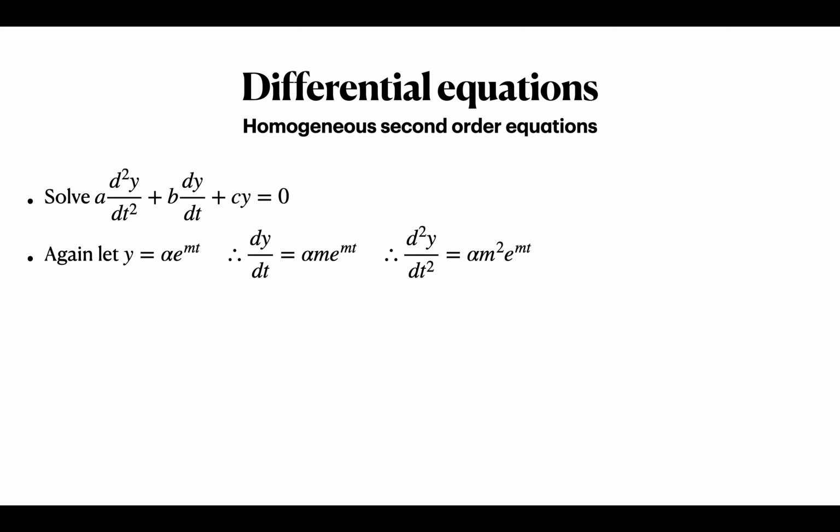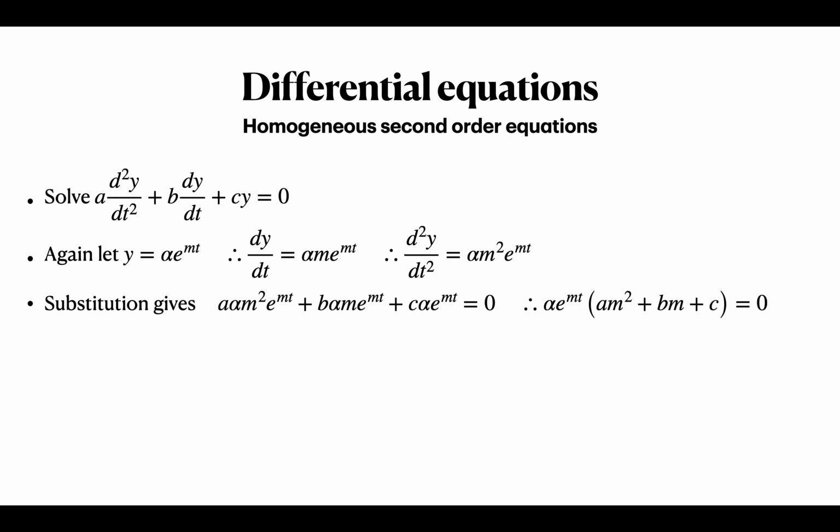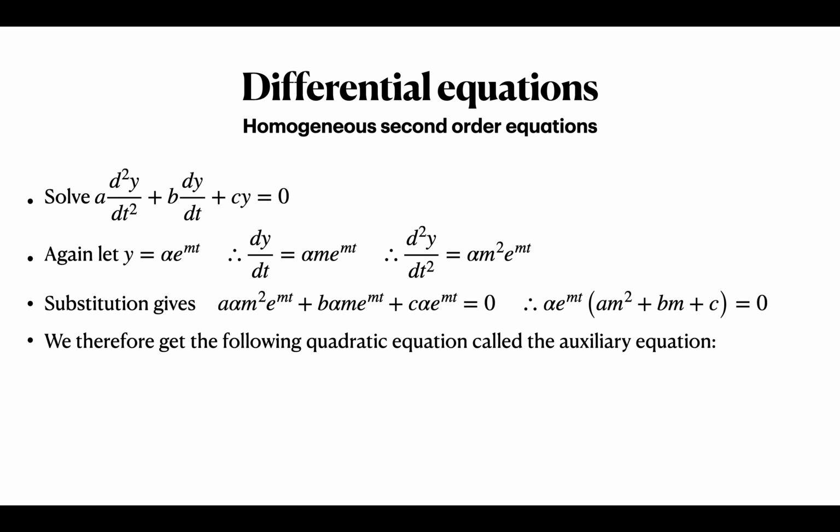You substitute each of those three terms into your differential equation. And you get that. There's an alpha exponential mt term common to each of those three terms. You bring it outside. And what you're left with inside then is am squared plus bm plus c is equal to 0. And alpha can't be 0 because otherwise nothing happens. Exponential is never 0. So the only way that this is equal to 0 is if am squared plus bm plus c is equal to 0. And that equation is a quadratic equation for m.